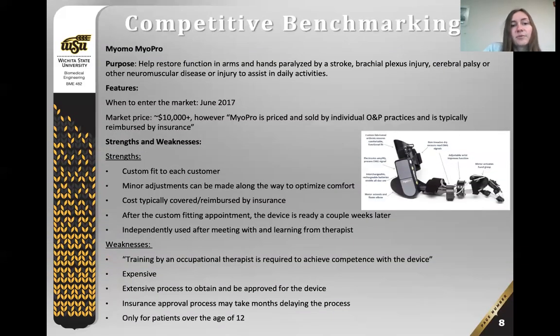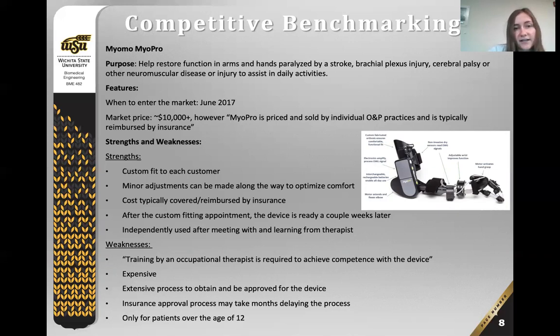The first device we performed competitive benchmarking on is the Myomo MyoPro device. It is an exoskeleton device to help restore function in the arms and hands to assist in daily activities. This device is most similar to ours as it is the only marketed device currently on the market. The MyoPro entered the market in June 2017, so it is still relatively new. The cost is around $10,000. However, it is covered by 7 major insurance companies around the United States.